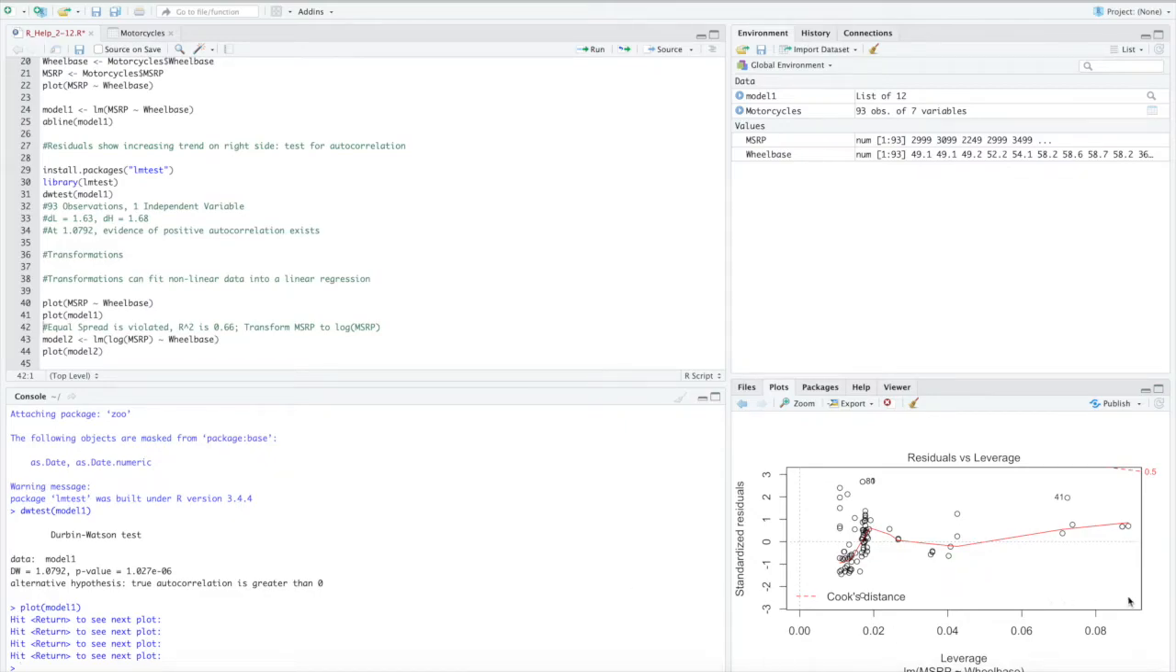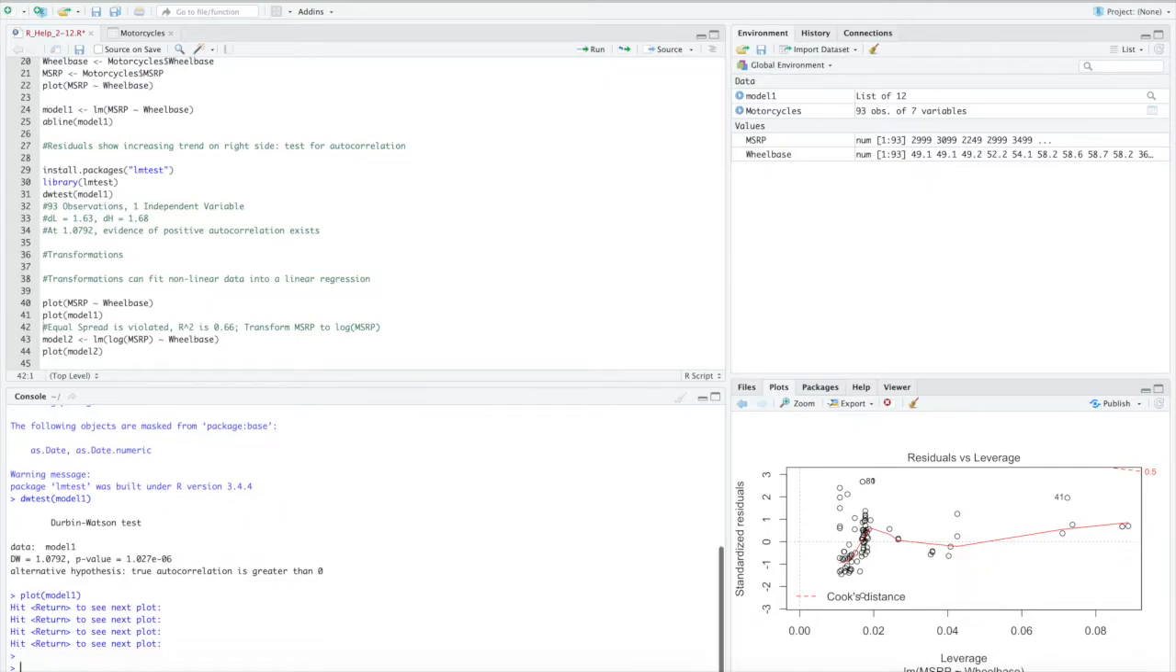I guess maybe we'll use this in the future. This is a good way to test for leverage, and this just shows you the degree to which outliers affect our graph. But that's a subject for another video and not something we're really going to pay attention to here.